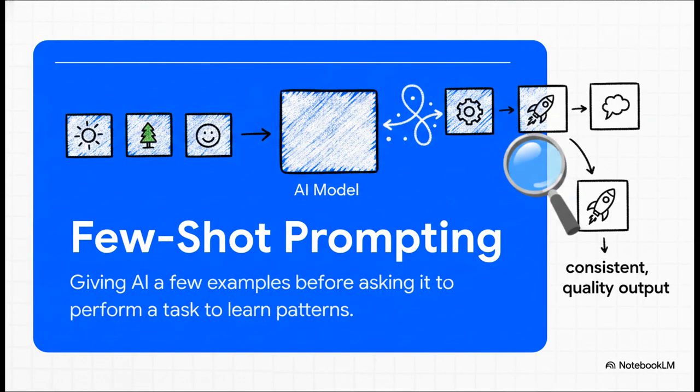Now for technique number 2, few-shot prompting. This is super straightforward but incredibly powerful. It just means giving the AI model a few structured examples before you actually ask it to perform the target task.